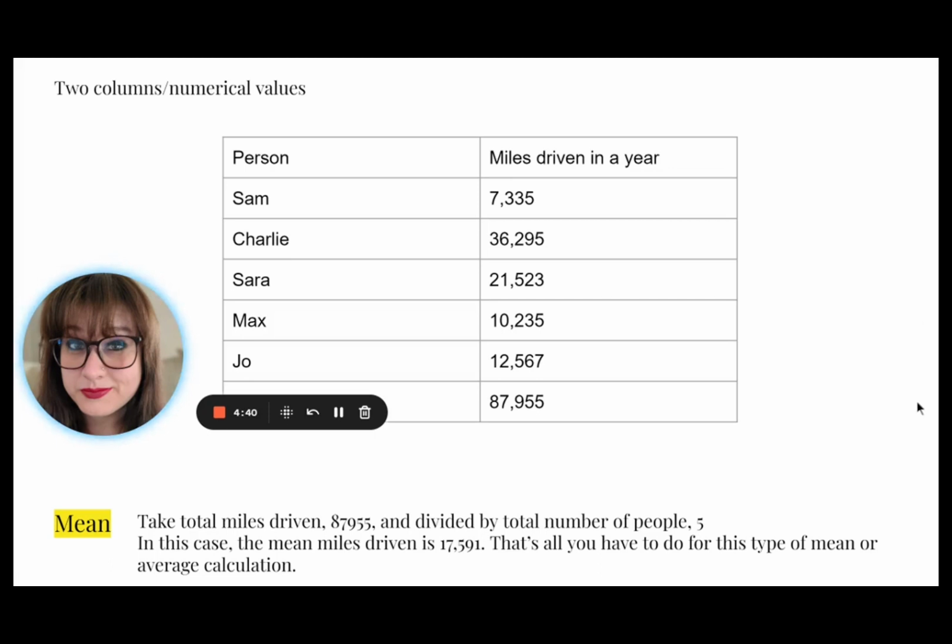So that's all there is for measures of central tendency. So you are going to be thinking about these things as you move forward.